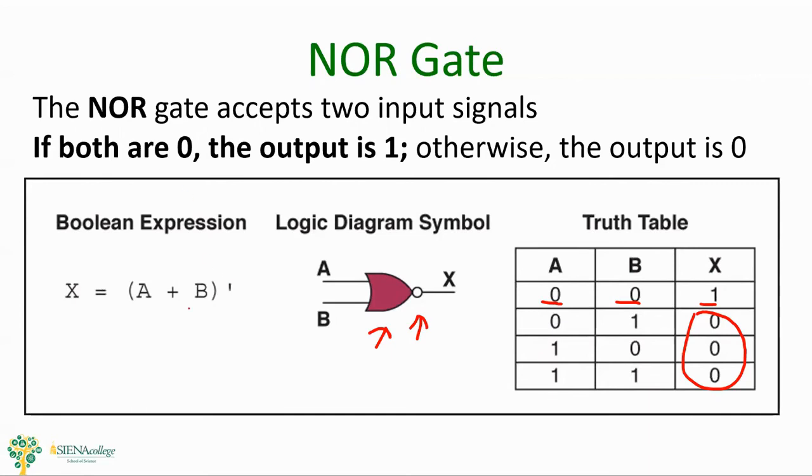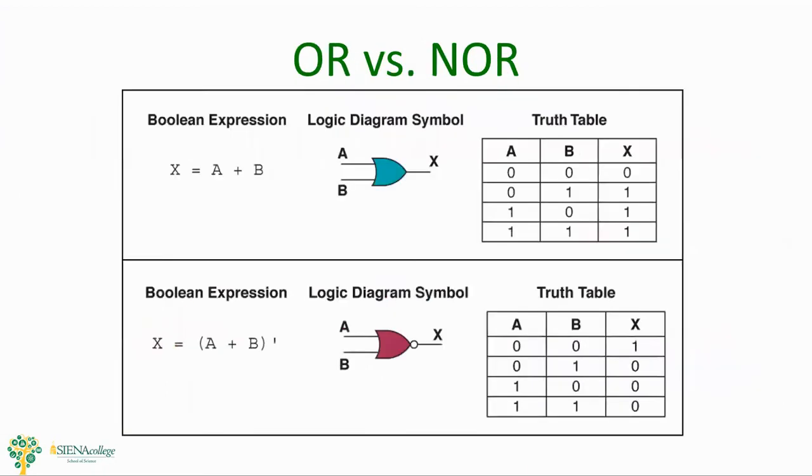For a Boolean expression, we write our OR inside a pair of parentheses, and we give it a NOT outside the parentheses. So a NOR Boolean expression is a NOT OR. The logic diagram is an OR followed by a little NOT symbol. And the truth table is the opposite of the OR.